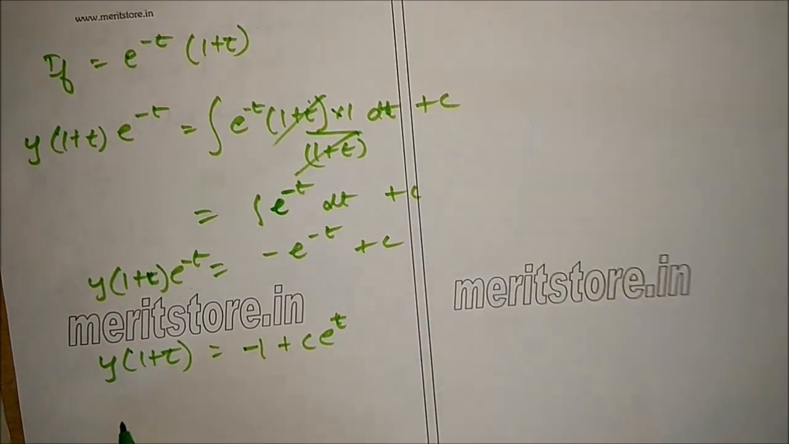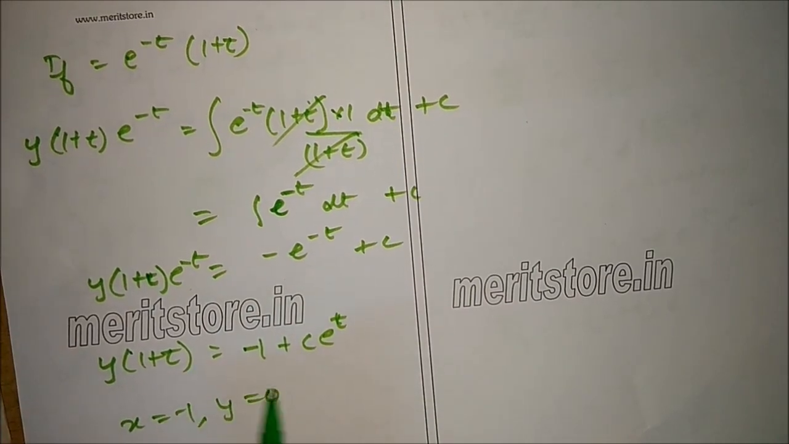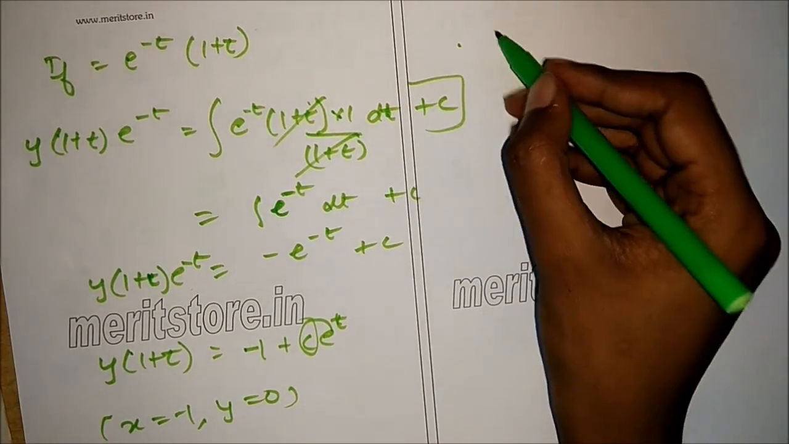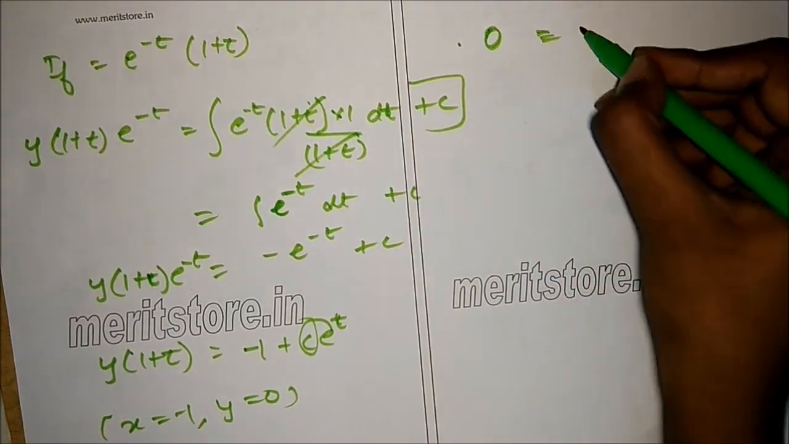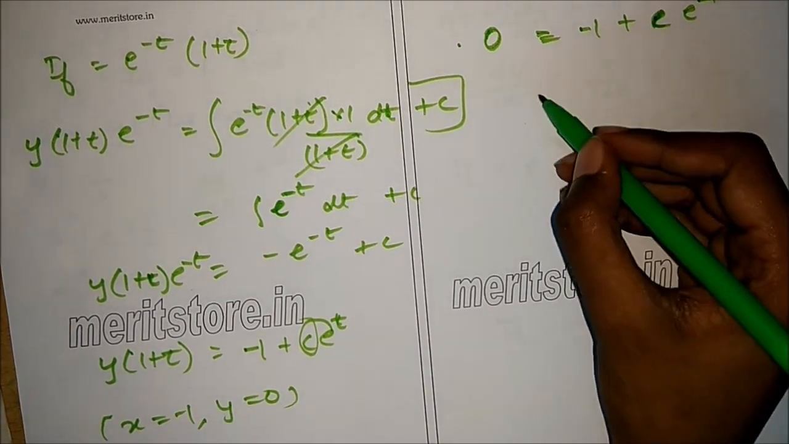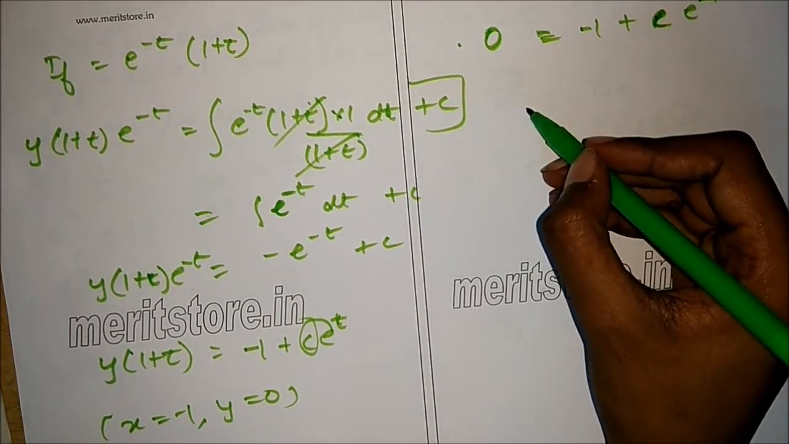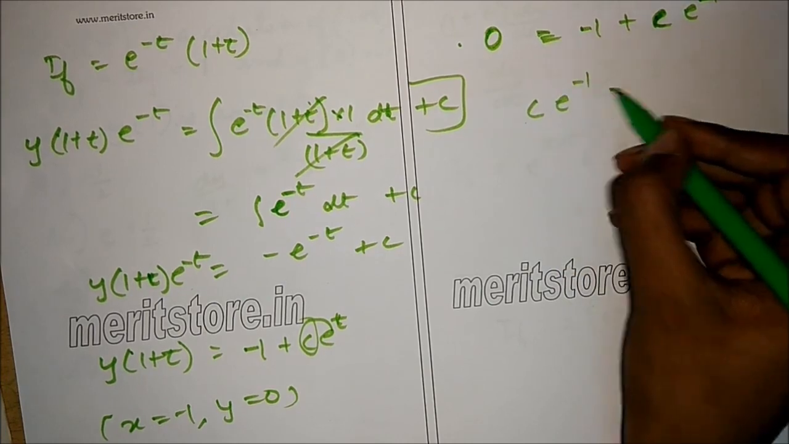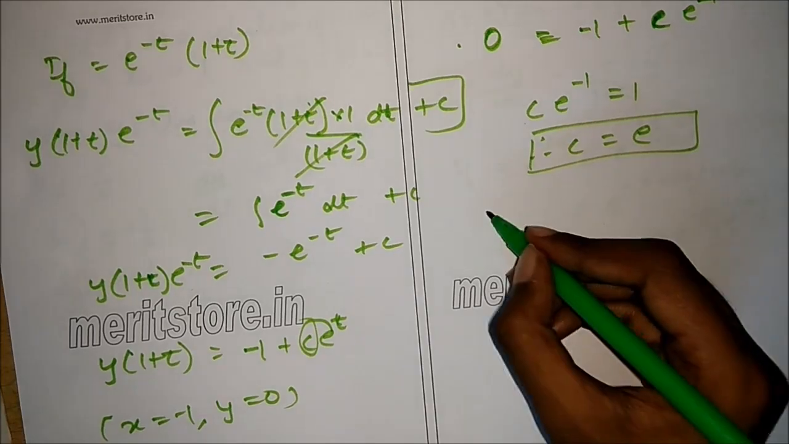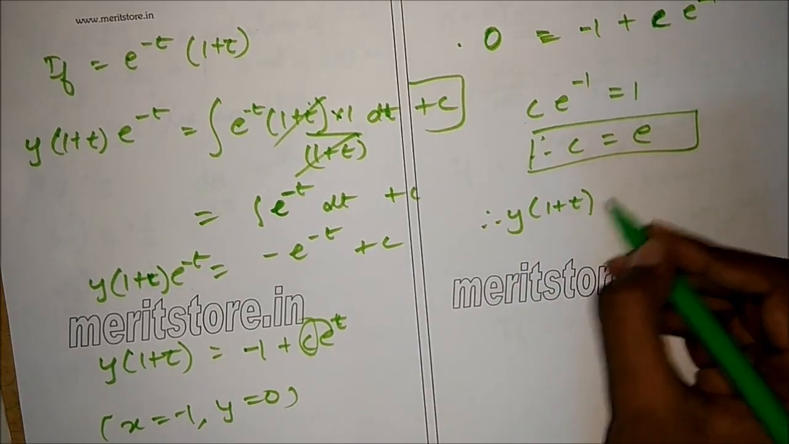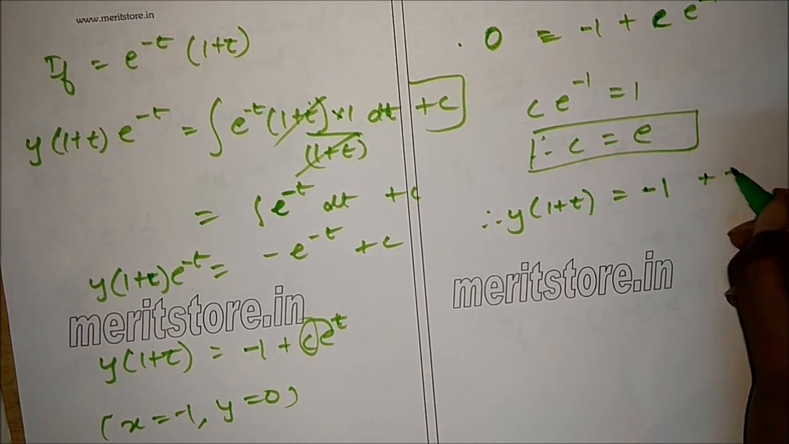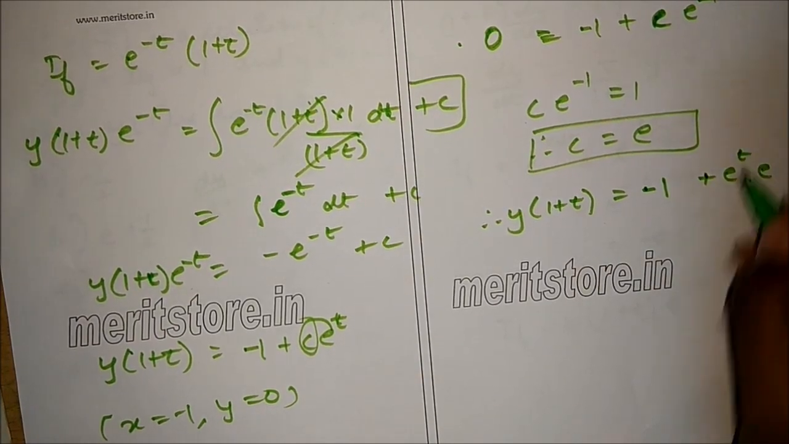Now it is given that for x equals minus 1, y is 0. So we'll get the value of c. Y is 0, so LHS will be 0, equals minus 1 plus c e raised to minus 1. So c e raised to minus 1 is 1. So therefore c will be e. So value of c is e. So therefore y into 1 plus t will be equal to minus 1 plus e raised to t into e.